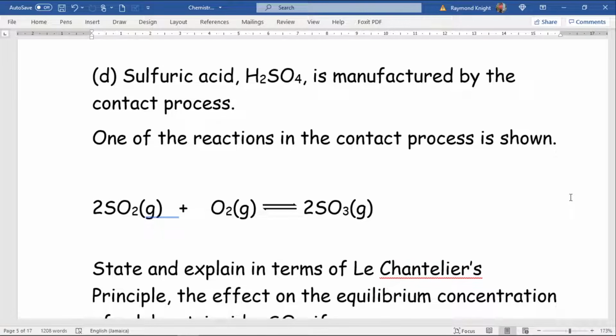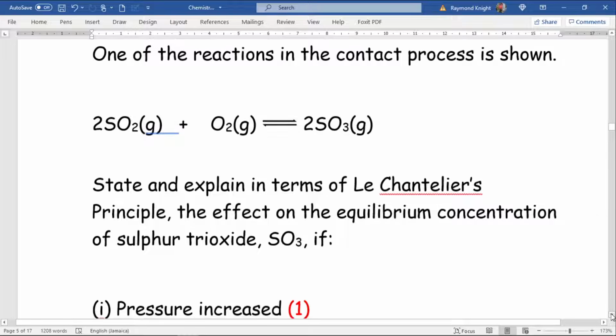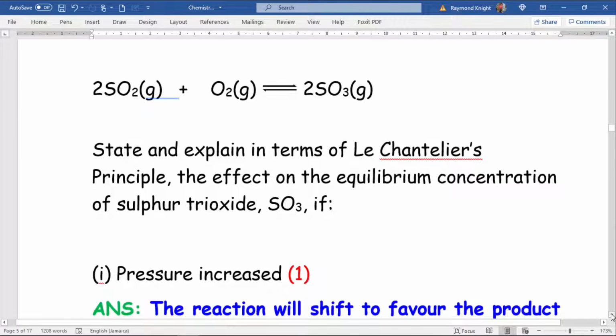It said one of the reactions in the contact process is shown. And here it said that you have 2 molecules of the sulfur dioxide, as a matter of fact, plus oxygen will give you sulfur trioxide, and it is a reversible reaction. And now the part of the question is: state and explain, in terms of Le Chatelier's principle, the effect on the equilibrium concentration of sulfur trioxide if.